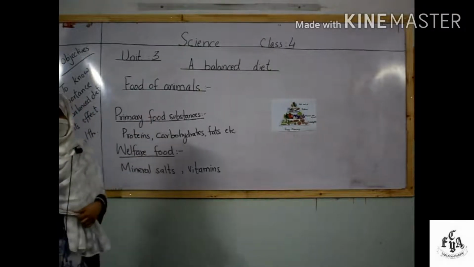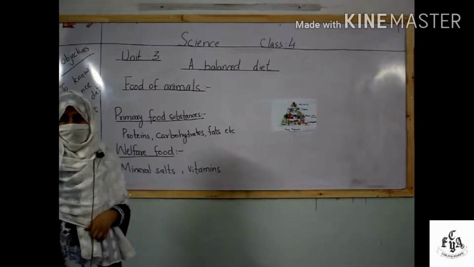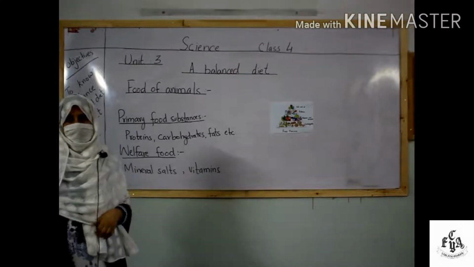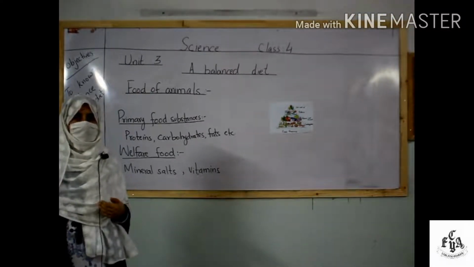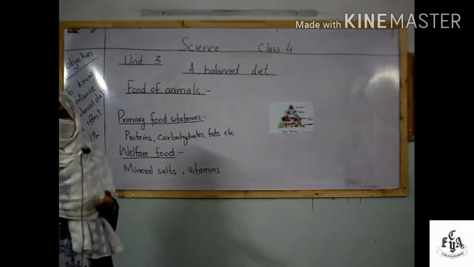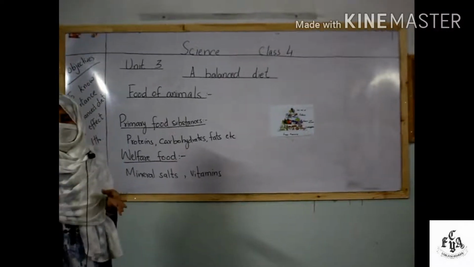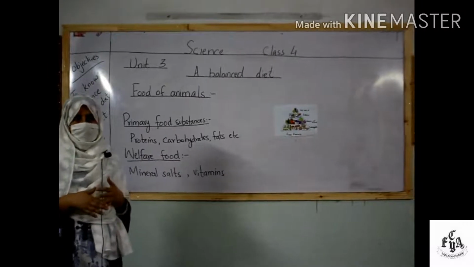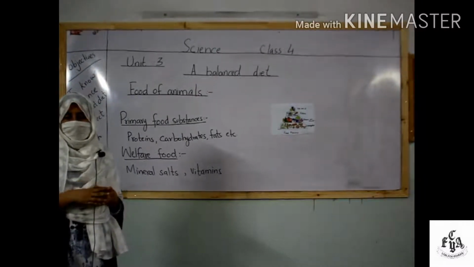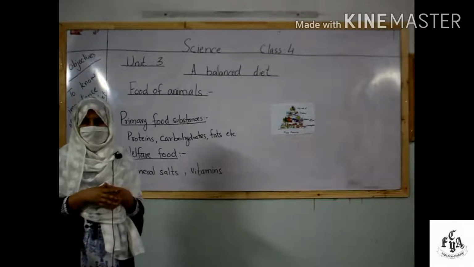As you know, students, animals cannot make their own food. They feed on living organisms such as plants and other animals. So the animal's food is a mixture of different substances. These substances are proteins, carbohydrates, vitamins, fats, minerals, water, etc.